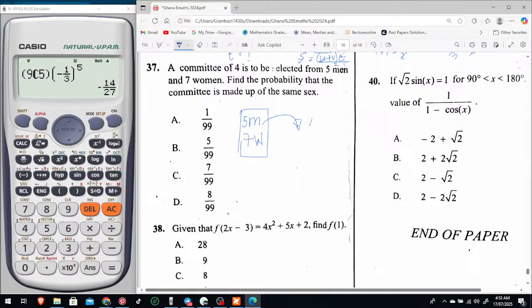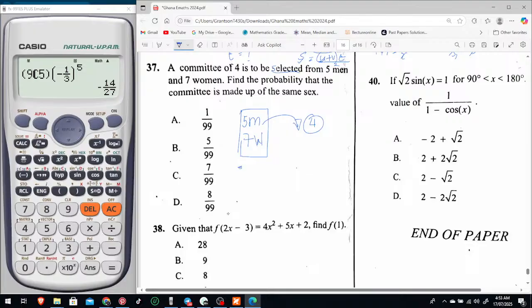So you're selecting 4. Are we okay? Selection means you are choosing. The word selection means choosing, so it means combinations. So find the probability that the committee is made up of the same sex. So it's the same sex, meaning 4 men.